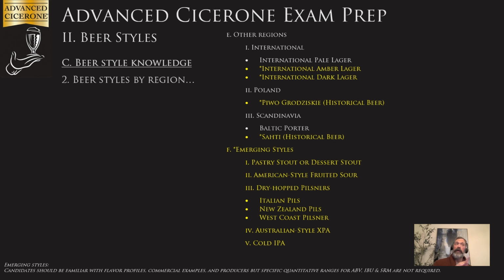So now we have pastry stout or dessert stout, American-style fruited sour, and specifically dry hop pilsners. They did mention 3 examples: Italian Pils, New Zealand Pils, West Coast Pilsner, and then Australian-style XPA and cold IPA. So this is all new in this section of the syllabus.